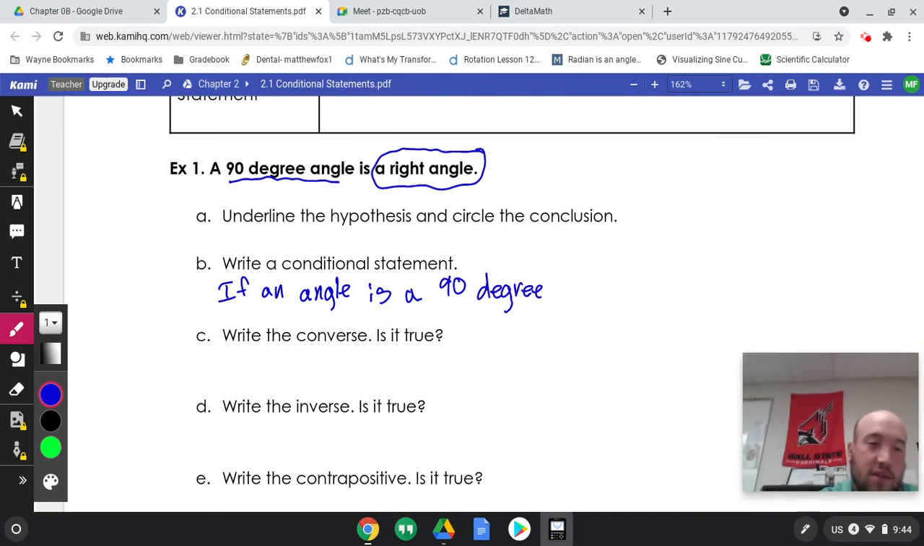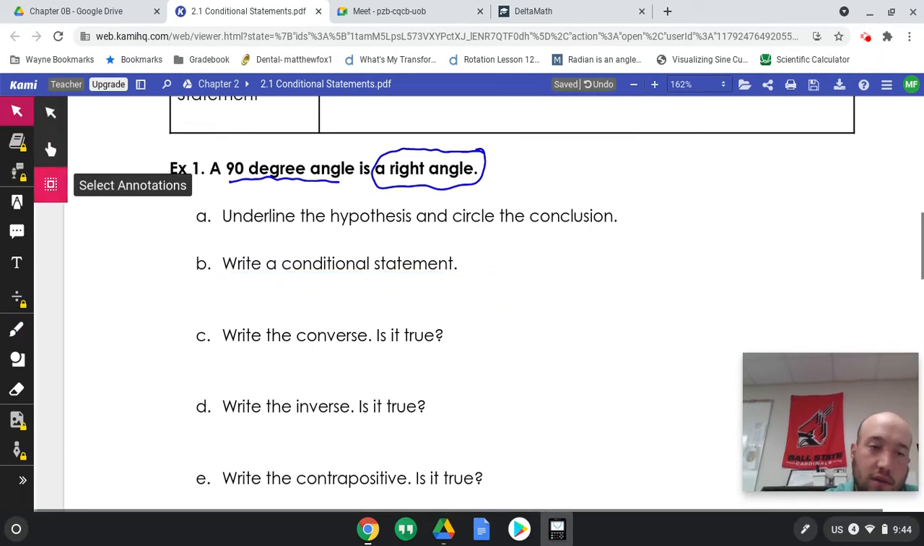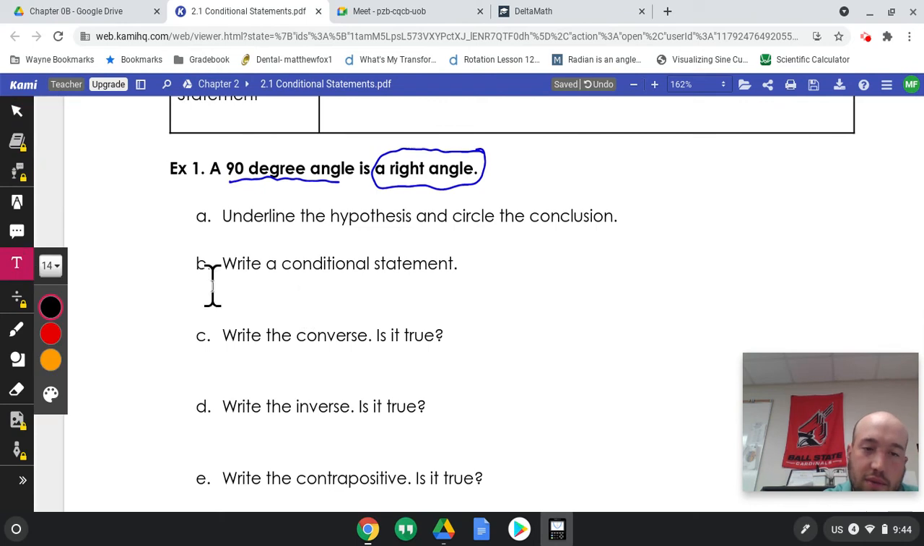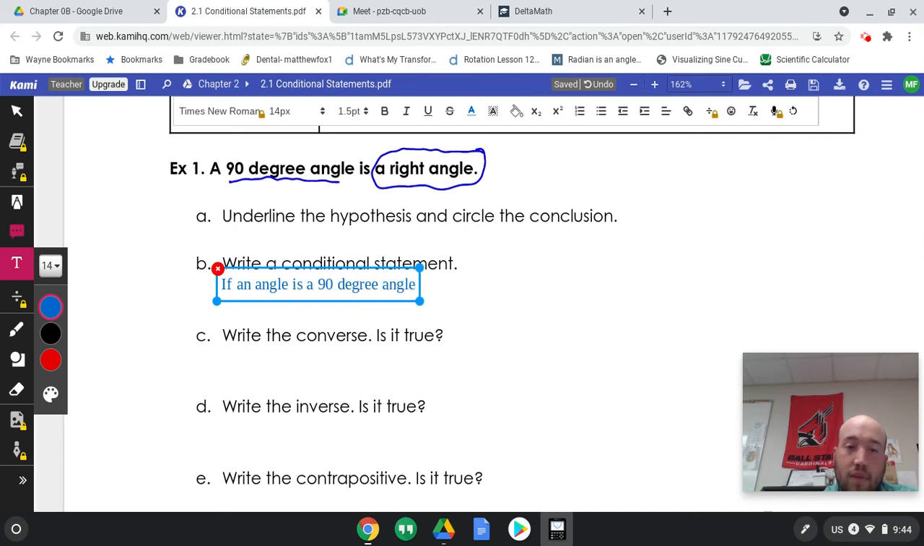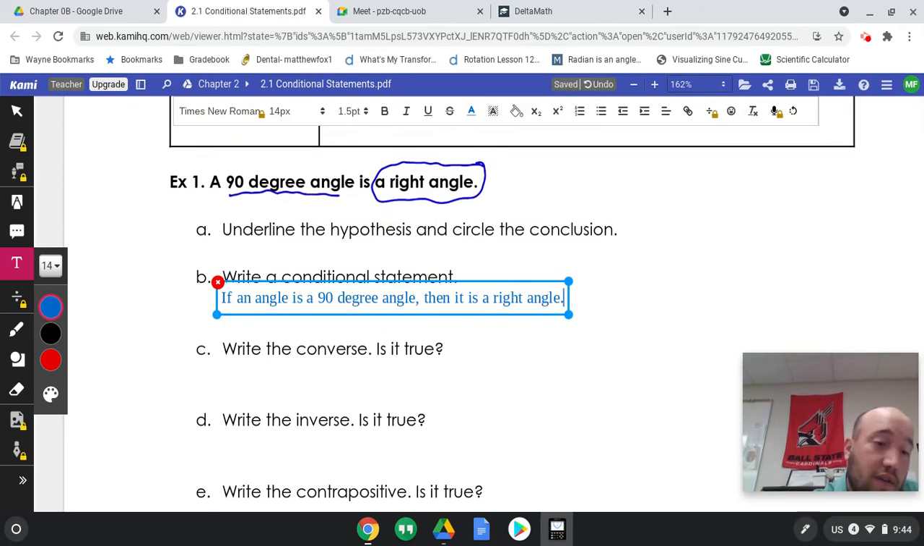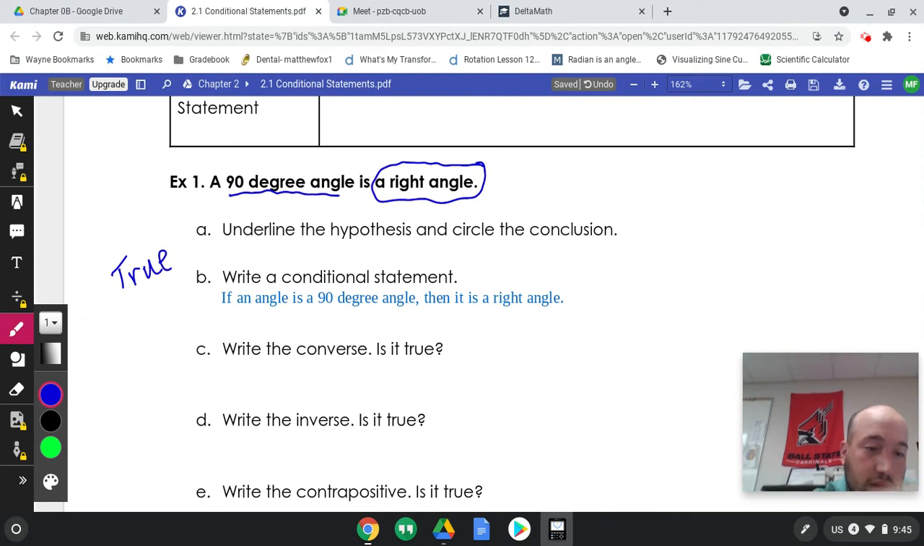and maybe to speed this up, actually, let me switch. I'm going to type. I think that'll be a little easier for me to keep some speed. So let's see. So if an angle is a 90-degree angle, then it is a right angle. And let's think, is that a true statement? And hopefully you were saying yes. We know our definition of 90-degree angle, or right angle, is that it's 90 degrees, so yes, that will be true.